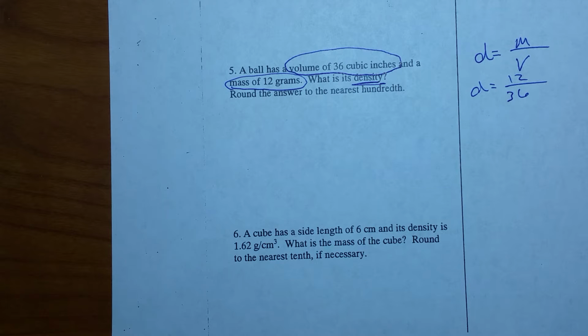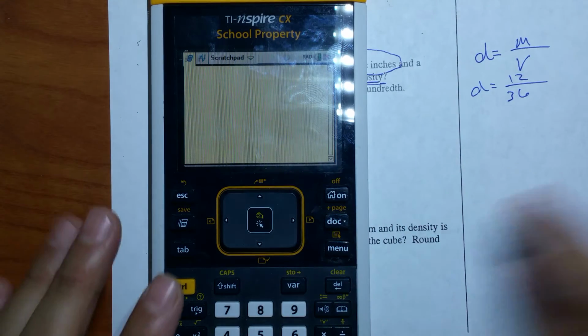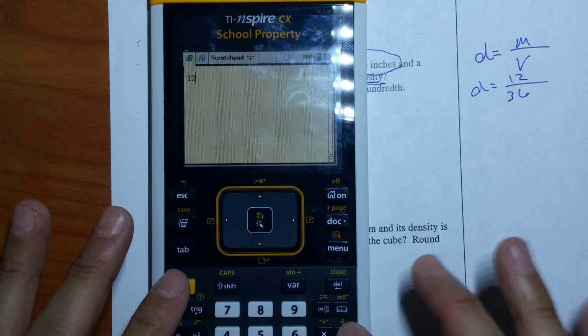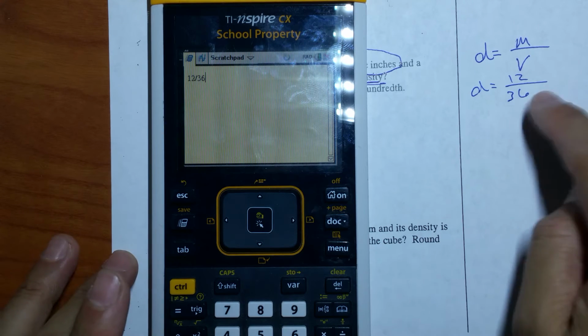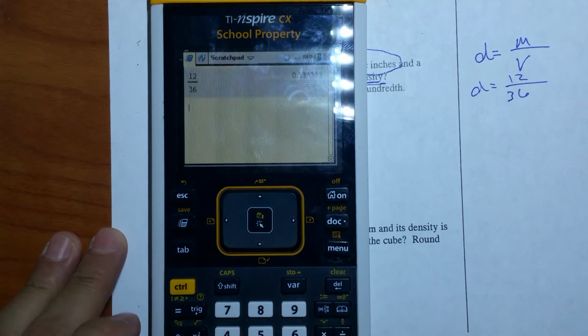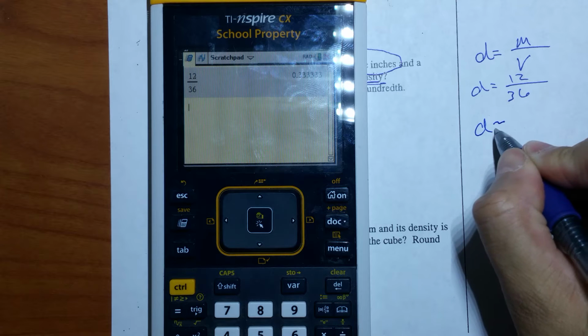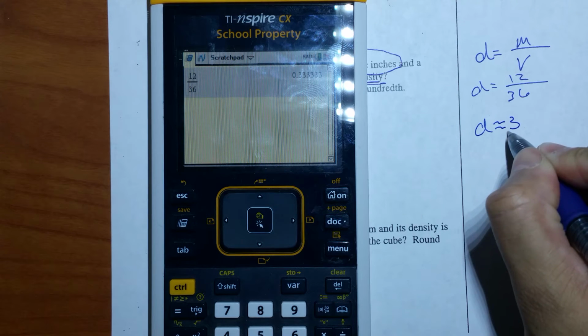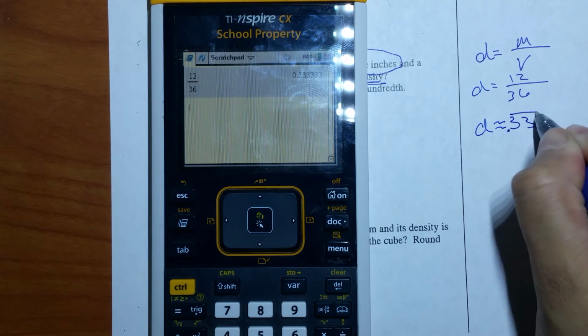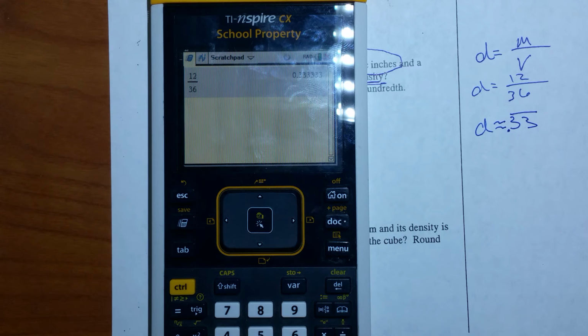And on my handy dandy calculator, I'm going to go through and, okay, it's 0.33333333 repeating. So it's going to be 12 divided by 36. And to do the decimal on these ones, remember it's control divide. So my density is going to be about 0.33 repeating. And what are my units on this one?